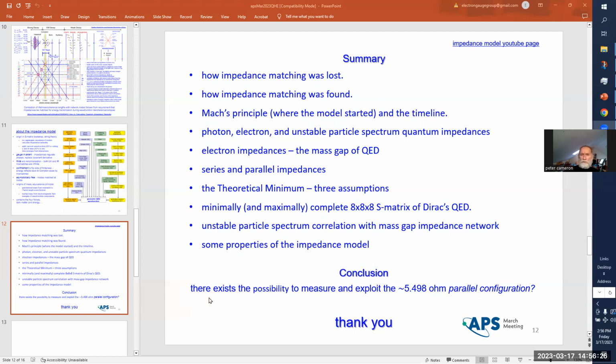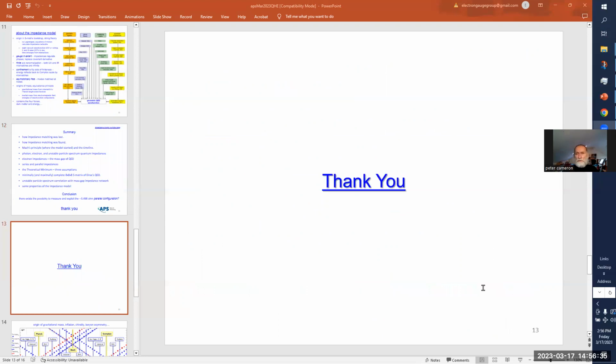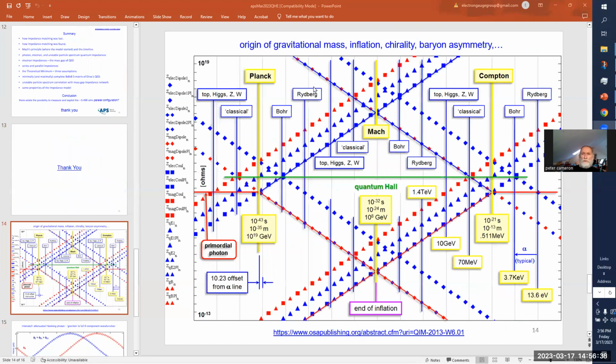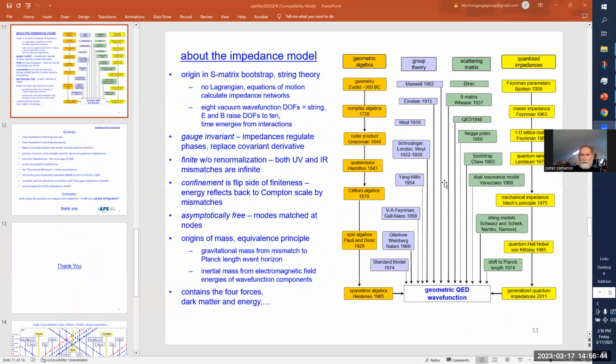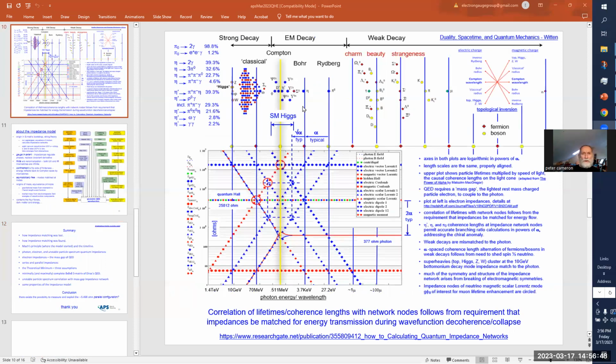So the conclusion, there's this question: is there a possibility to measure and exploit this 5.5 ohm parallel configuration? We see the 28512, and then just throwing in a little bit more here, is this what I'm looking for? What was I looking for there? Oh, here it is, the standard model Higgs. So we're showing the Higgs. These four, the super heavies, the top, the Higgs, the Z, and the W, they comprise a minimally complete 2D Clifford algebra. I think, do we mention that here? No, we don't. Okay.